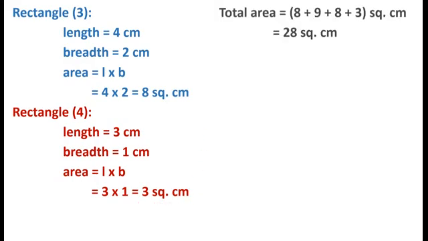So the total area we are getting here is 8 plus 9 plus 8 plus 3. All the areas we got in these four split figures, we will combine and add, so we are getting 28 square centimeter.